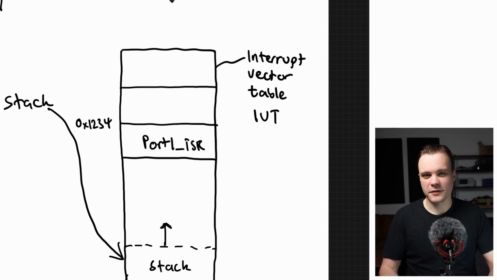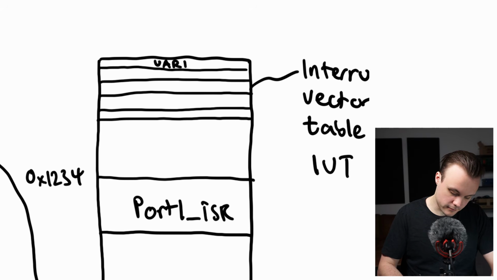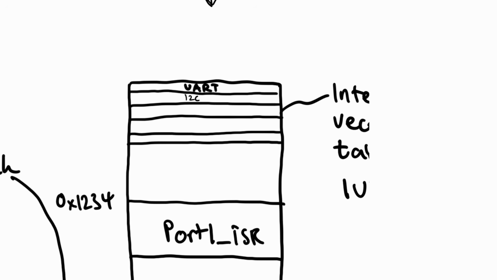Every type of interrupt is going to have a dedicated location inside this table. So for example, UART is going to have a location dedicated for it. I2C is going to have a dedicated location for it. And port 2 and so on.